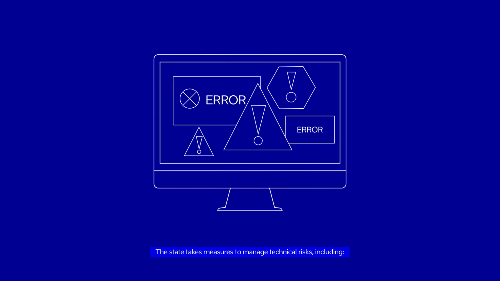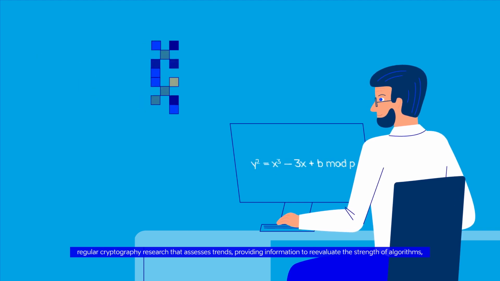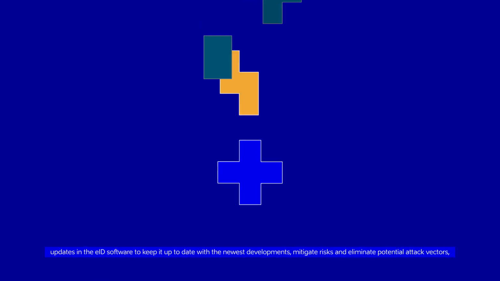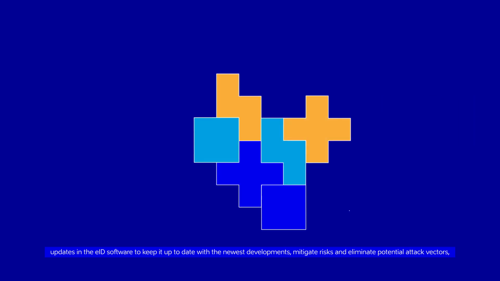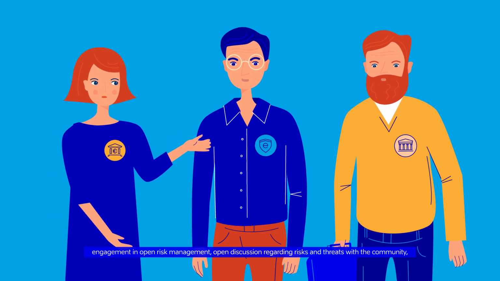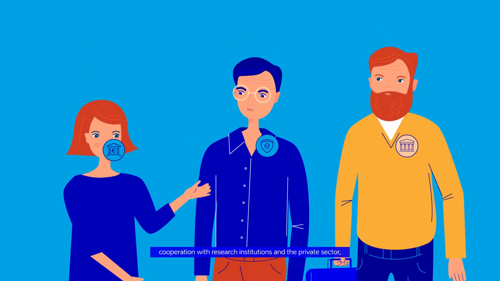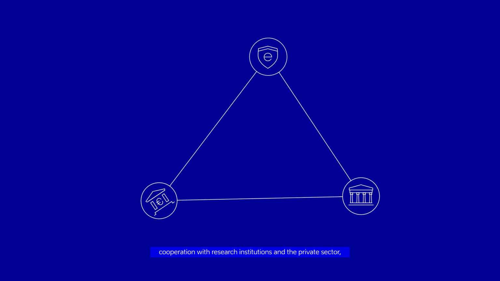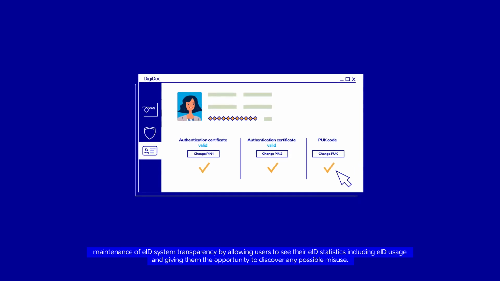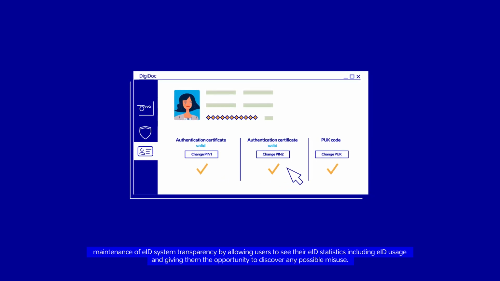The state takes measures to manage technical risks, including regular cryptography research that assesses trends, providing information to re-evaluate the strength of algorithms, updates in the eID software to keep it up to date with the newest developments, mitigate risks, and eliminate potential attack vectors, engagement in open risk management, open discussion regarding risks and threats with the community, cooperation with research institutions and the private sector, maintenance of eID system transparency by allowing users to see their eID statistics, including eID usage, and giving them the opportunity to discover any possible misuse.